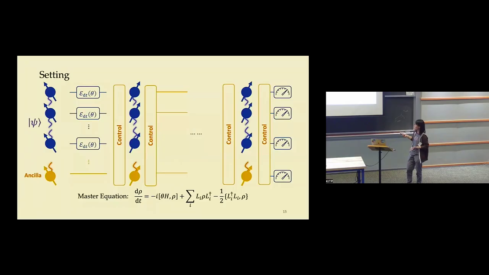So the setting is shown on this diagram here. I'm going to consider a noisy evolution of the quantum system governed by some Hamiltonian evolution with strength theta, which is the parameter we try to estimate. And then there's also this Lindbladian evolution, which is parameter independent, but exists in your system. And what we can do is apply quantum error correction throughout the evolution of the system.